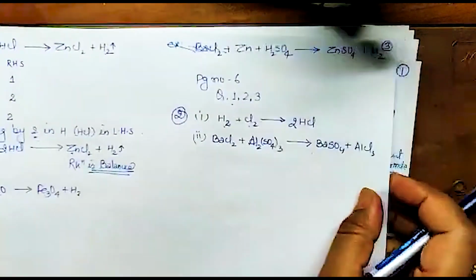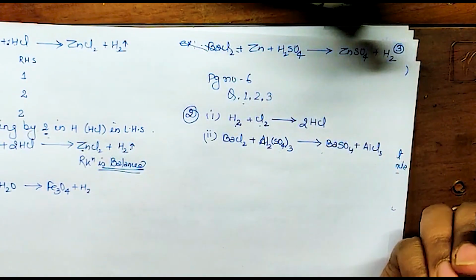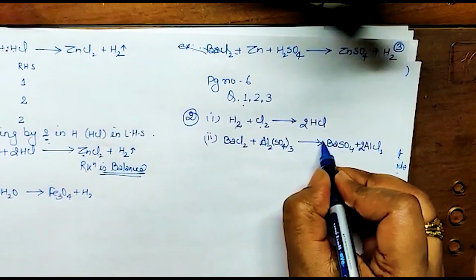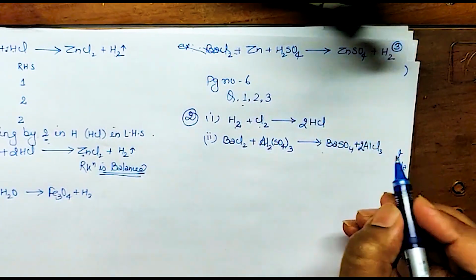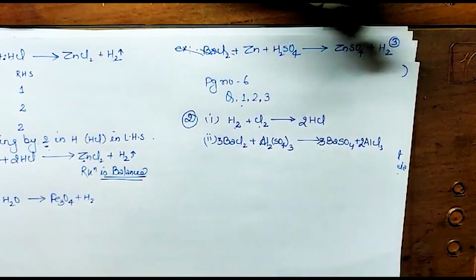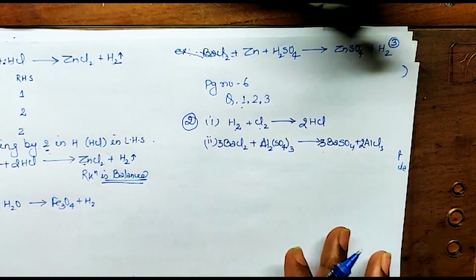For balancing you have to balance stepwise, and you might have done this already. I'm just writing the answer, you check whether it is done in the same way or not. 2 aluminium, so 2 here and 3 here. 3 here and 3 here it will be. So this is balanced. Just check the answer.